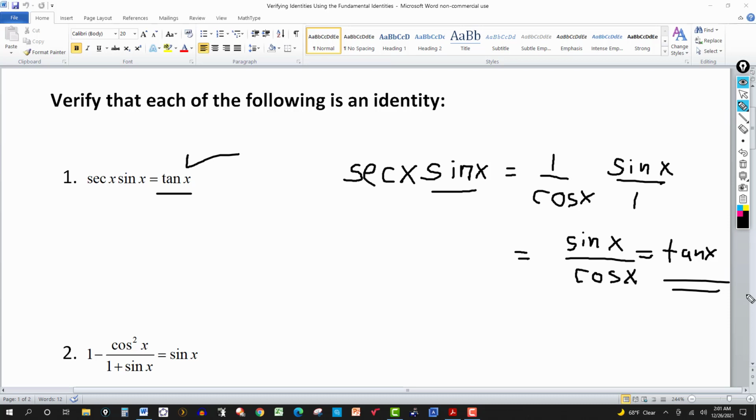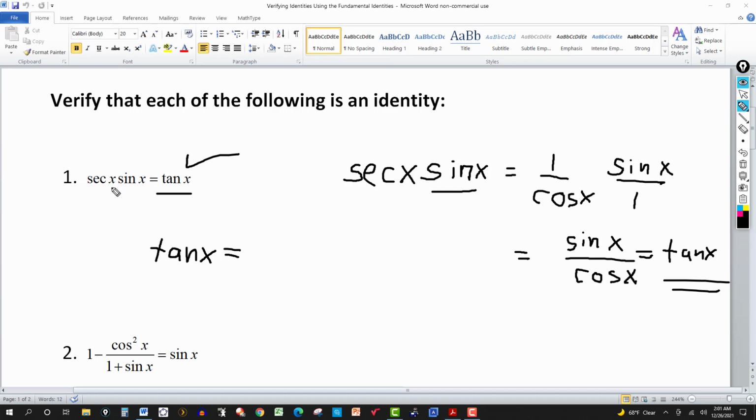So generally you want to work with one side only and show that it reduces or simplifies to the other side. I started with the left side. This one though can work either way, so let me start with the right side now. What you don't want to do is work with both at the same time. You don't want to multiply both sides by something, because then you're assuming equality, and that's what we're trying to prove. We're trying to prove equality, so you don't want to assume it from the start.